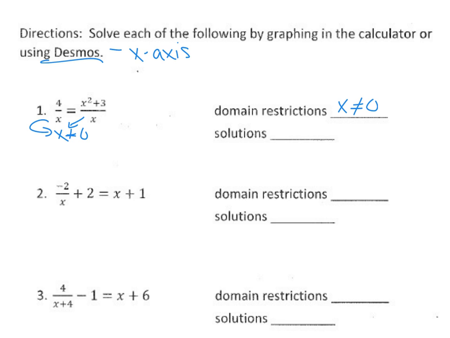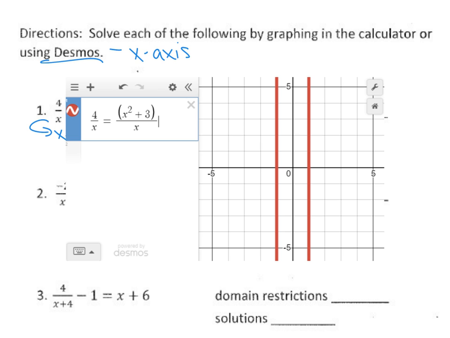So feel free to look at DESMOS. I'm going to just pull up a picture that I took from when I typed it in. So there's our equation, 4 over x equals x squared plus 3 over x. So this does not look like a rational function. Rational functions would normally do something like this and this. But instead we have two vertical lines. That's because we're typing in an equation.